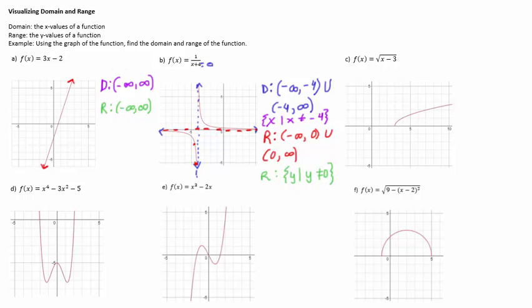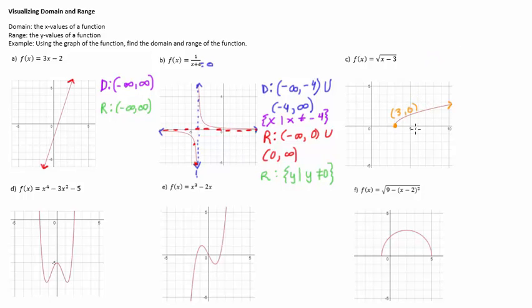Part C. So now we've got a square root function. It does keep going to the right, but it starts right here. And so what matters is, what is this point? It's going to matter for our domain and our range. So it looks to me like that point is (3, 0).